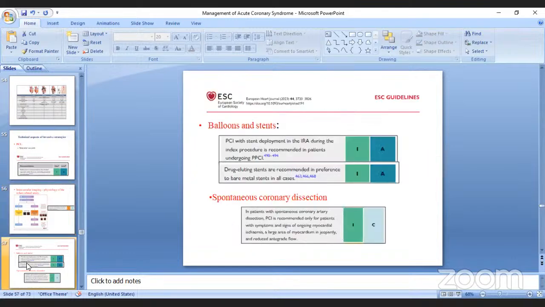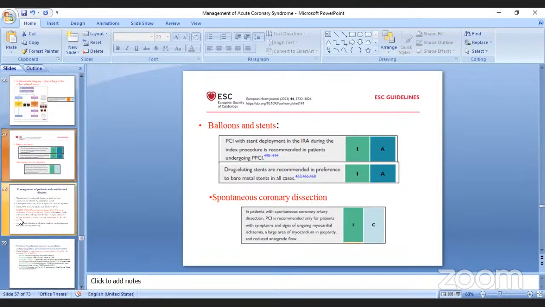With respect to balloons and stents, PCI with stent deployment in the infarct-related artery during the index procedure itself is recommended, and drug-eluting stents are always recommended over bare metal stents. Spontaneous coronary artery dissection. In patients with spontaneous coronary artery dissection, PCI is recommended only for patients with symptoms and signs of ongoing myocardial ischemia, a large area of myocardium in jeopardy, and reduced antegrade flow.